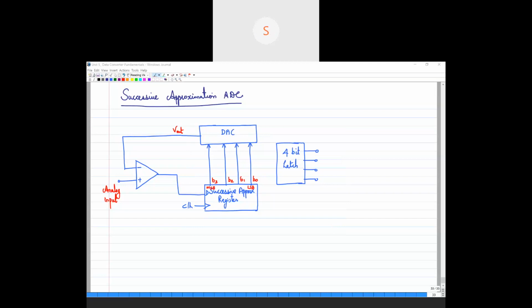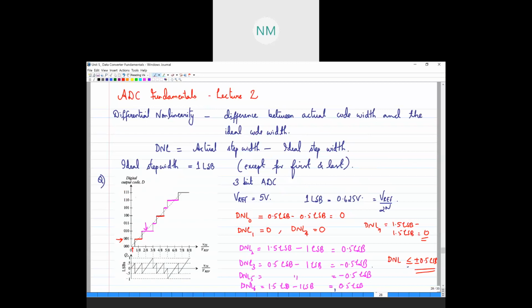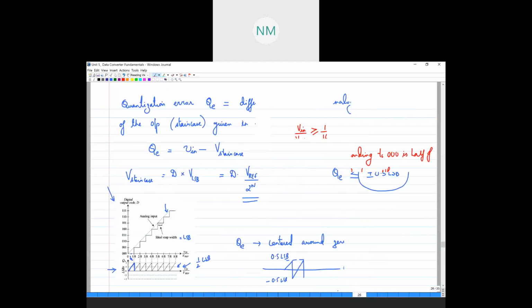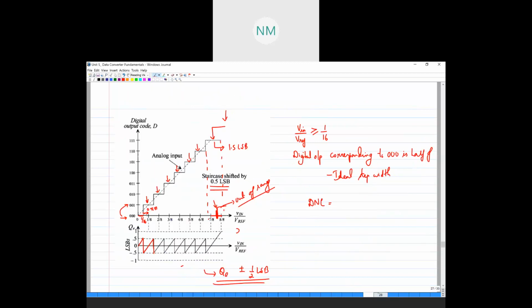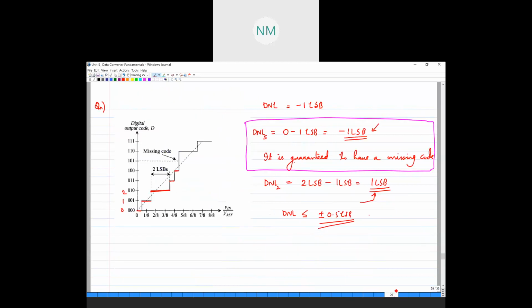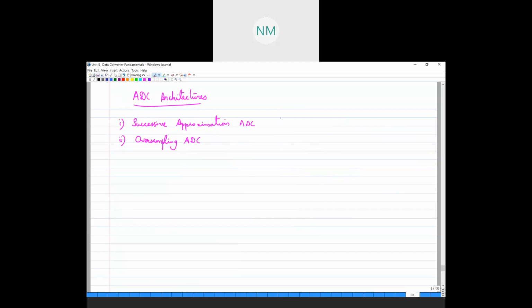So in today's class we'll look at the architecture of the ADCs. In the previous class, if you remember, we looked at the ADC fundamentals. In the previous two classes, we looked at the transfer curve and the different ADC specifications. Especially in the last class we looked at DNL and INL. And today we will start our architecture.